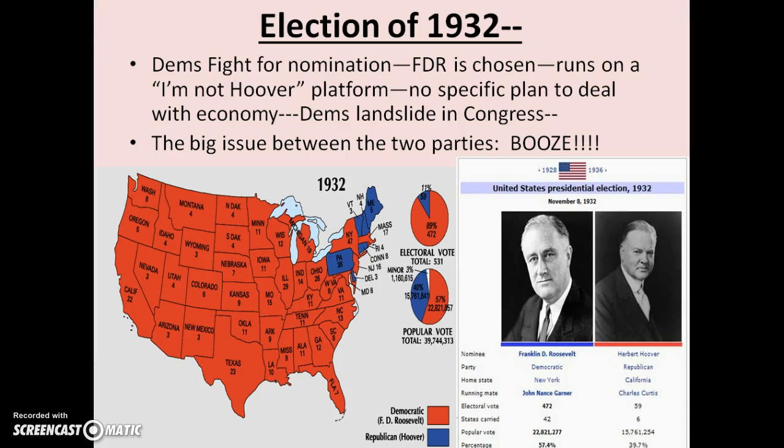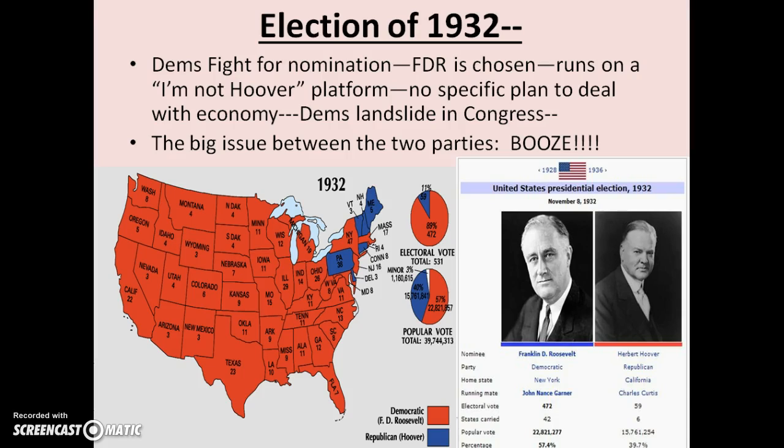That leads us to the election of 1932, and there's no question that the Democrats are going to have a pretty easy time of it here. In fact, they fight very hard for the nomination with the knowledge that Hoover is so disliked that it's almost a guaranteed win for the Democrat. They choose Franklin Roosevelt, who really doesn't run on a platform of specific legislation to do anything about the Depression. He basically runs on a platform that says, I'm not Hoover, and the Democrats will not only win the presidency with Roosevelt, but they will also take over quite a bit of the seats in the Congress.